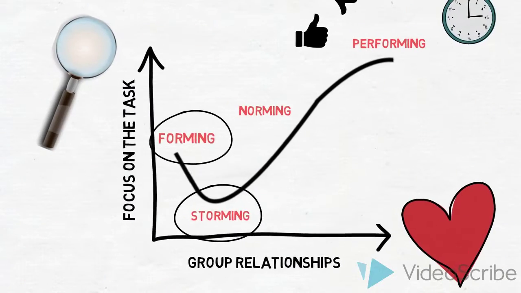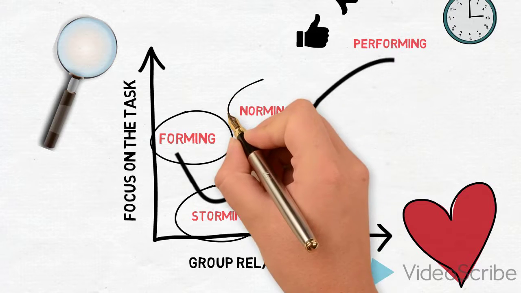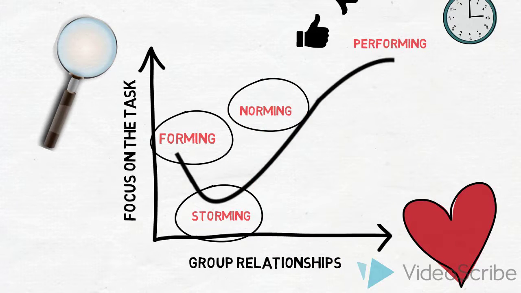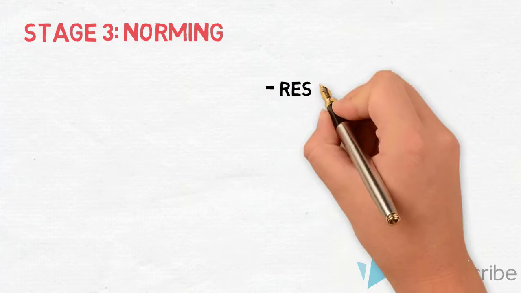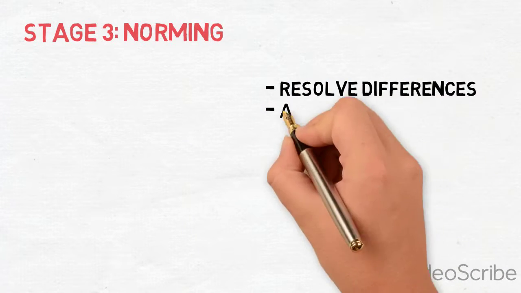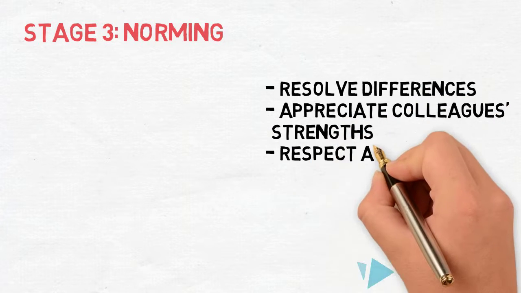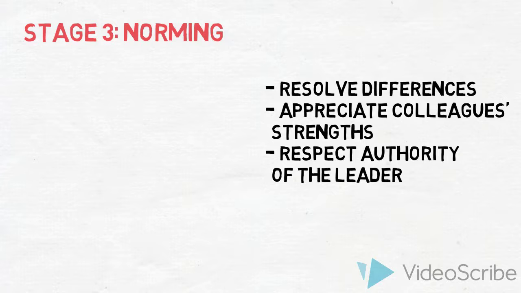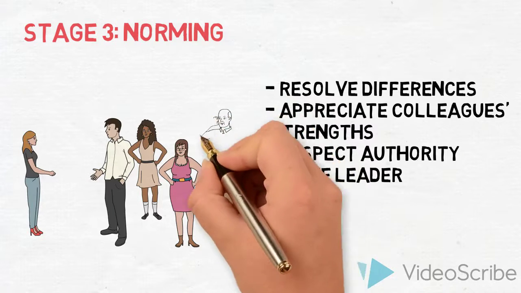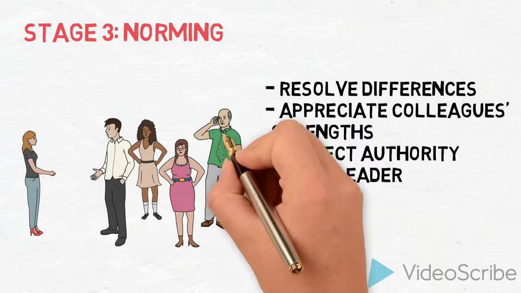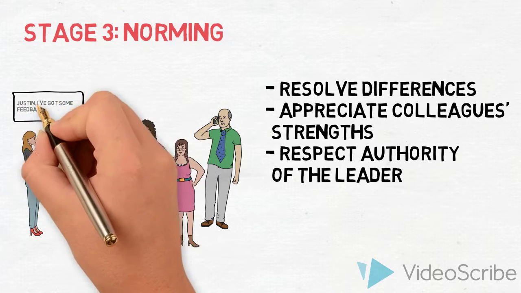The third stage is the norming stage. Gradually, the team moves into the norming stage. This is when people start to resolve their differences, appreciate colleagues' strengths, and respect the authority of the leader. Now that your team members know one another better, they may socialize together, and they are able to ask one another for help and provide constructive feedback.